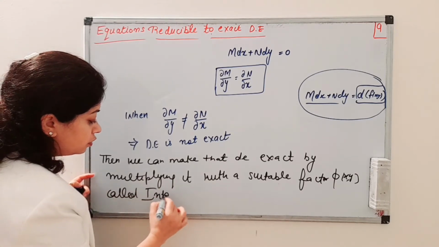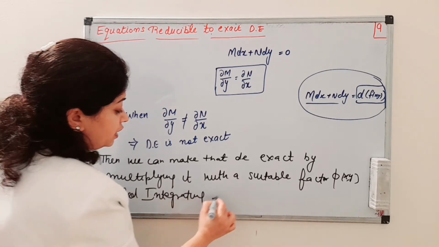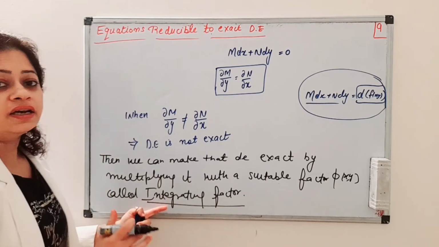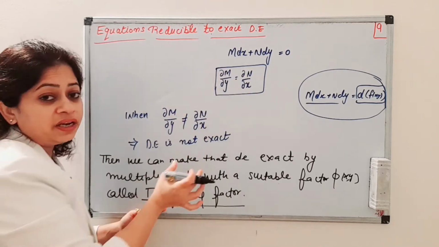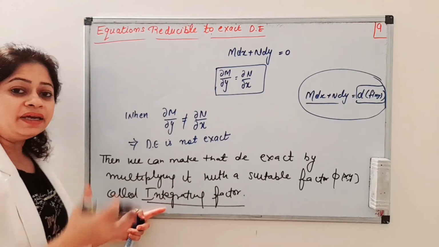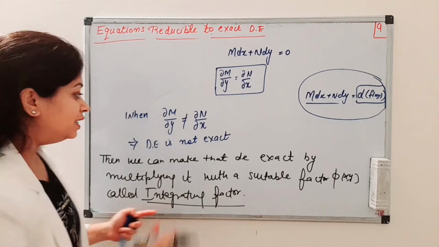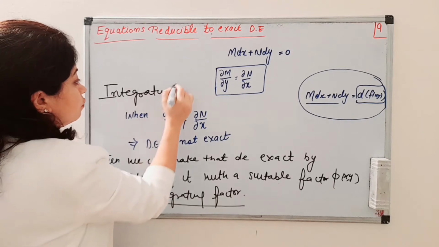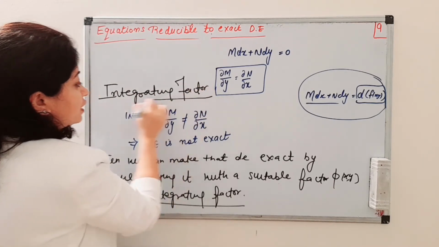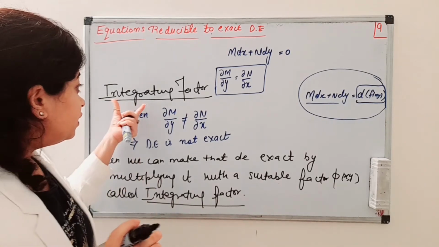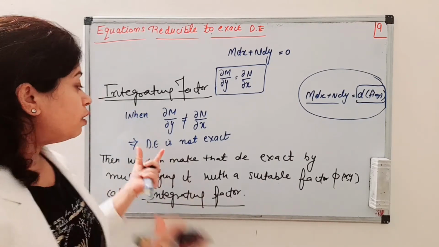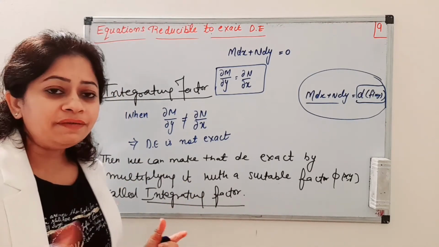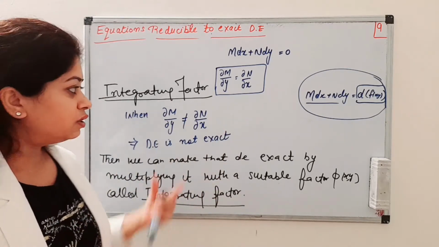That factor is called an integrating factor. So what is an integrating factor? Any factor which makes a non-exact differential equation exact by multiplying it is known as an integrating factor. Now we know what an integrating factor is, because in the next few lectures this factor has a very important role. We are going to study how to find this factor and how to rearrange the terms to make it an exact differential equation.